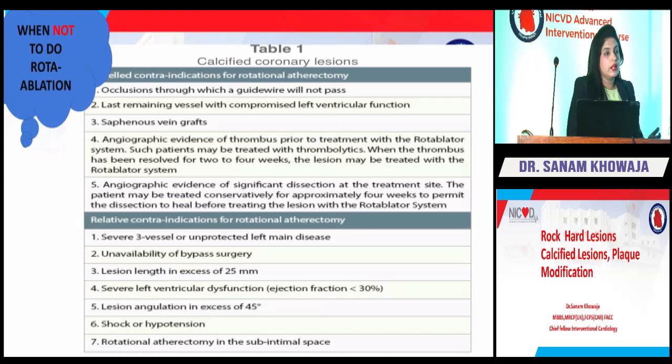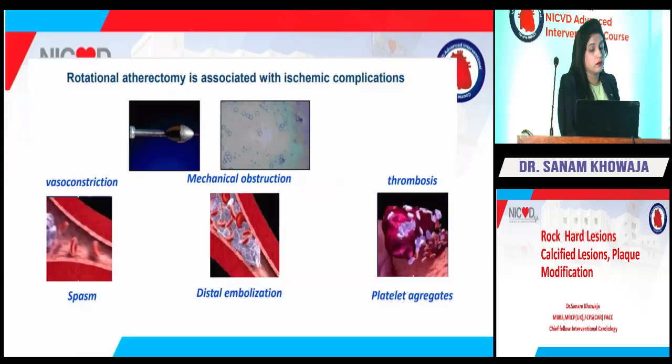So as we talked about, there are a few procedural and technical difficulties which we face in rotablation, and these are of course the relative contraindications. If a patient is having a severely angulated lesion, or the patient is having shock, we have other modalities which we use in these cases, like when the patient is unstable, the orbital atherectomy is preferred. When we have a slightly angulated lesion, we can take the AngioSculpt. And then of course, if the patient has a very long lesion length, greater than 25 mm, then it's one of the relative contraindications.